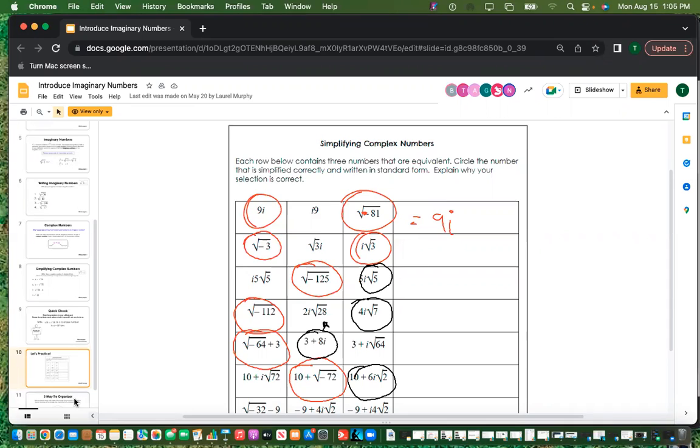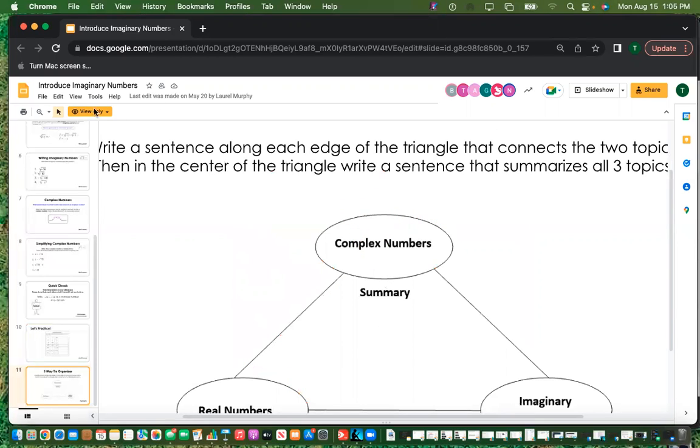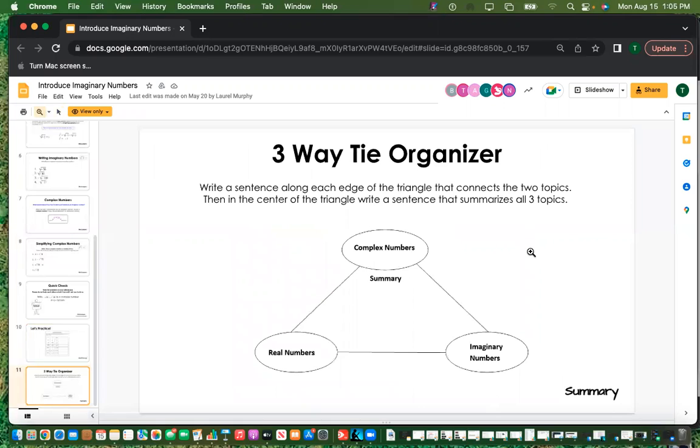This is the diagram that is probably on your paper. I'll zoom out really quick. I want you to write a sentence along each of the triangles that connects the two topics. Then in the center, write a sentence that summarizes all three topics. So how are complex numbers, real numbers, and imaginary numbers connected? Take a moment. You're working on this.